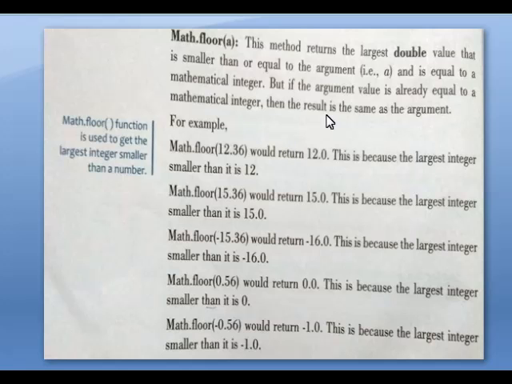For example, Math.floor of 12.36 would return 12.0. This is because the largest integer smaller than it is 12. Math.floor of 15.36 would return 15.0. Math.floor of minus 15.36 would return minus 16. Here it moves the value further down.